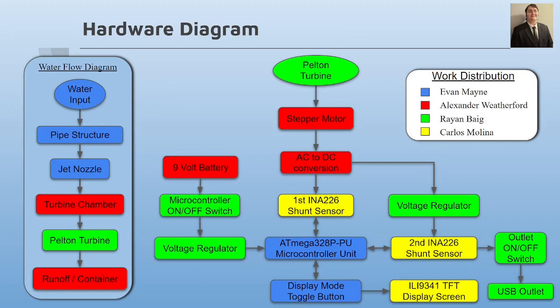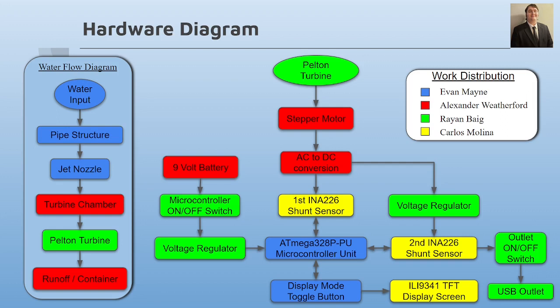Here is our hardware diagram. Water flows into the top of the piping structure, filling it over time. The water is forced out through a jet nozzle at the base of the pipes, into the paddles of the Pelton turbine, and out through the open bottom of the turbine chamber. This causes the turbine to rotate, which will drive the motor through the mechanical connections, generating an AC signal which will be converted to DC using two full bridge rectifiers in series.